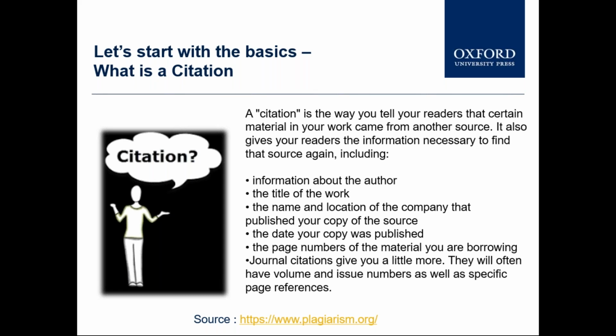So what does it include? It includes the information about the author, the title of the work, the name and location of the company that published your copy of the source, the date your copy was published, the page numbers of the material you are borrowing. And journal citations give a little more information. They will have a volume, they will have an issue number, as well as specific page references.